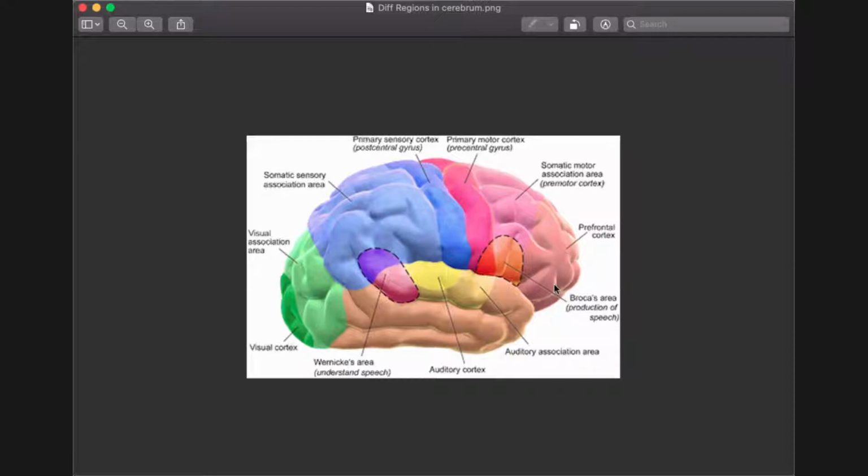Check this. Temporal lobe, auditory area means you are receiving the sound, and association area, this light yellow color association area means whatever sound you are receiving, you are understanding what you are receiving.